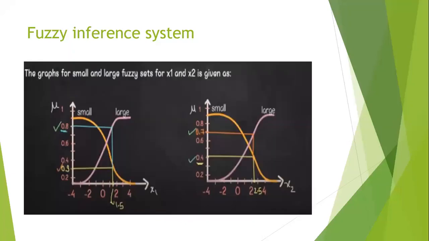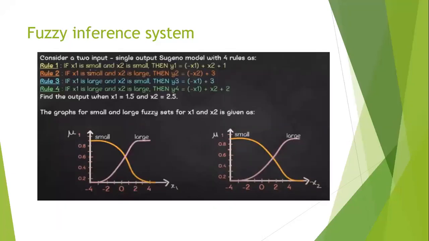Similarly, you need to find out what is the y1 value at the particular x1 and x2. So substitute x1 with 1.5 and x2 with 2.5. Your y1 will be minus 1.5 plus 2.5 plus 1. So your y1 value will be 2.